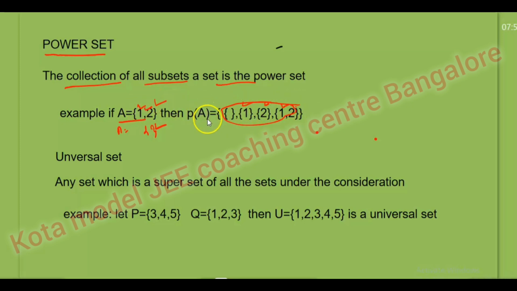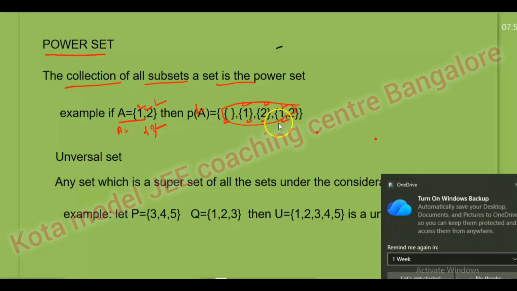The collection of all the subsets of a set is known as the power set. The power set of A is the null set, {1}, {2}, and {1, 2}. The collection of all the subsets is known as the power set.